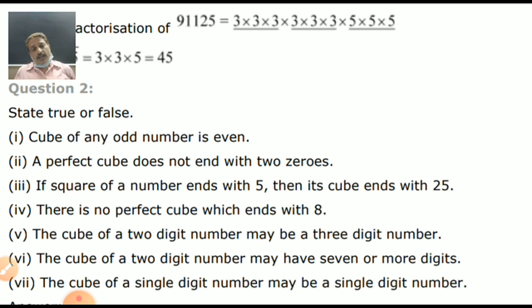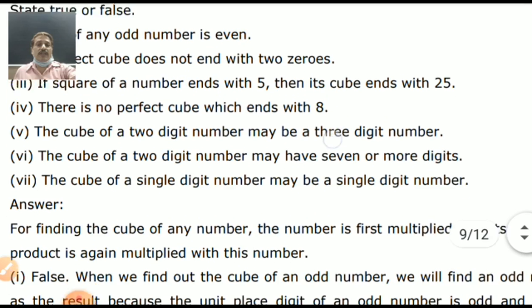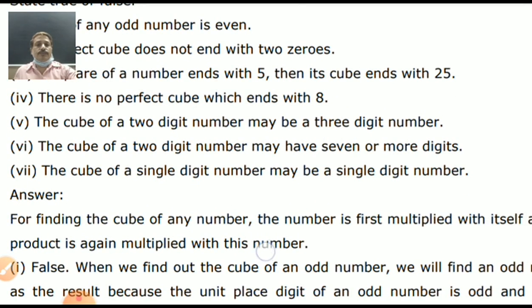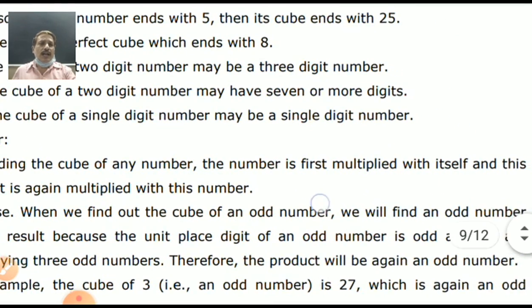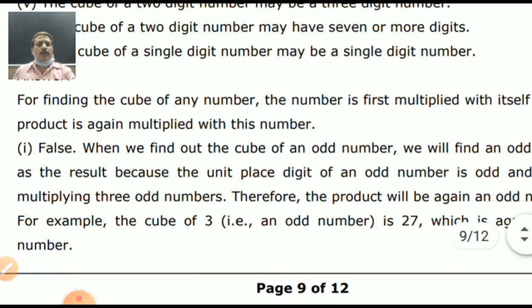What is the cube of 125, beta? What is the cube of 5? Take an odd number. 5 fives are 25, 5 twenty-fives are 125. Is 125 an even number? No, an odd number. So the first answer should be false. For finding the cube of any number, the number is first multiplied with itself and this product is again multiplied with this number. The first one is false.